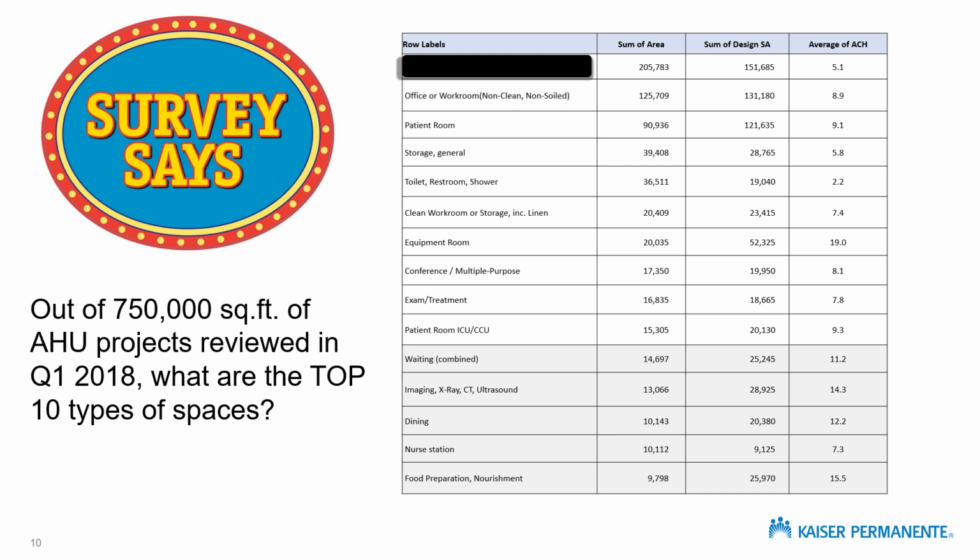Number 2 space is office. This surprises a lot of people, but really about 20% of our hospitals is not even clinical, right? Patients never go there. Up to 25% can be areas that patients never go to. So it's office space, it's admin space, it's workroom that is not clean workroom or soiled workroom. It's just working areas where our docs and nurses and our staff go about their business. Most of the people in the hospital are staff.